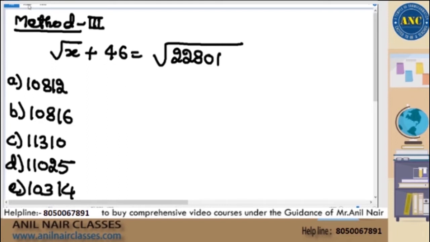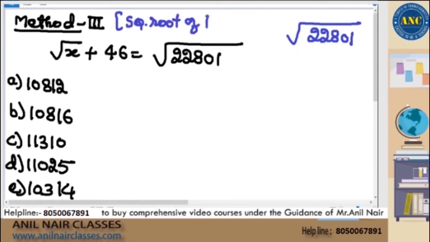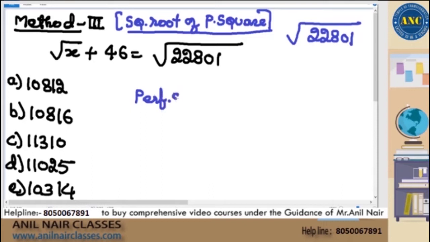Now see here, root of 22801. Listen carefully. In method 3, I am discussing how to find the square root of a perfect square. How will we come to know whether the number is a perfect square or not? I already discussed this in Speed Max.